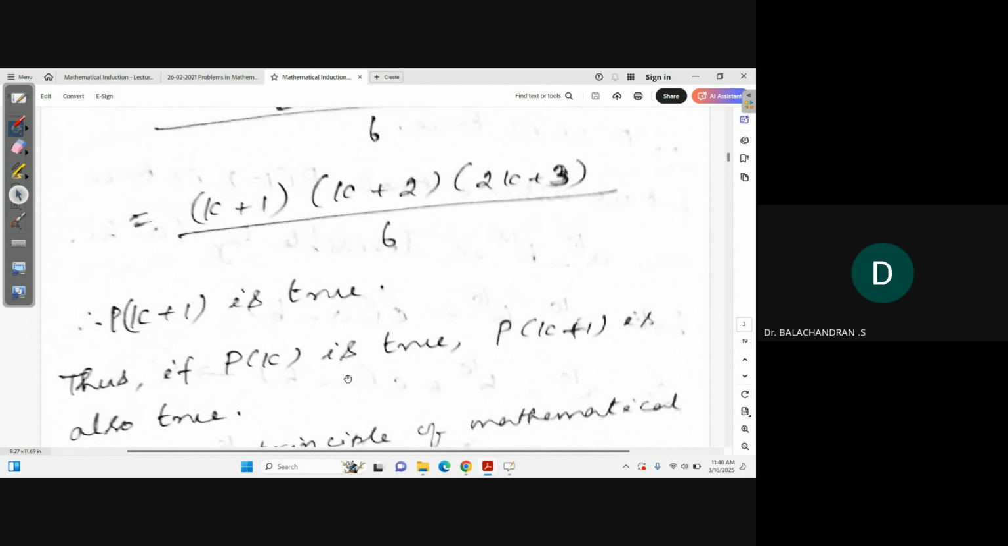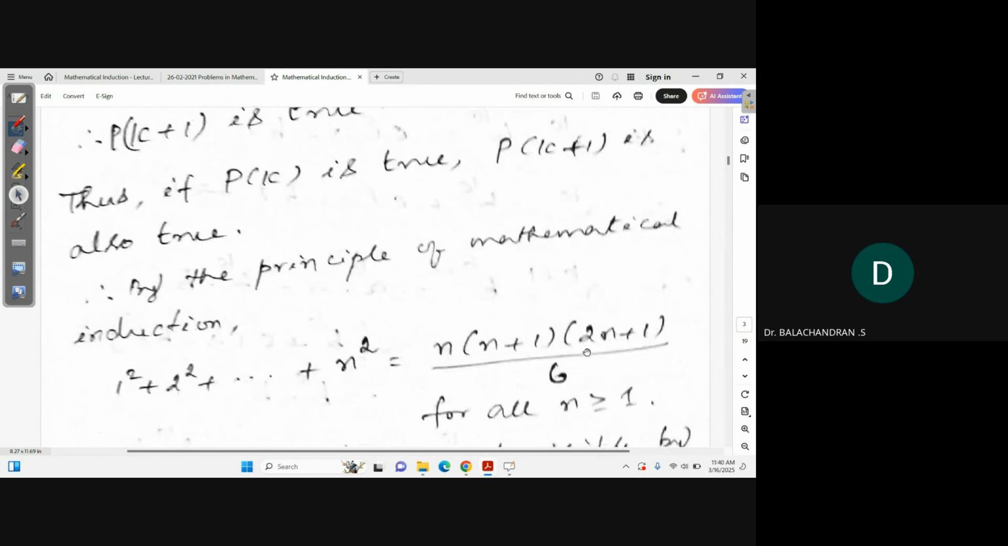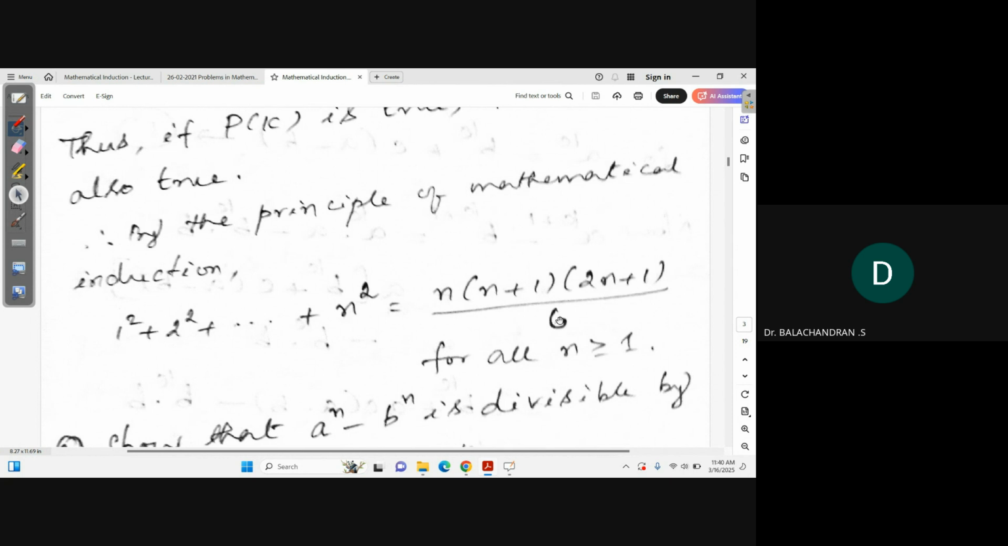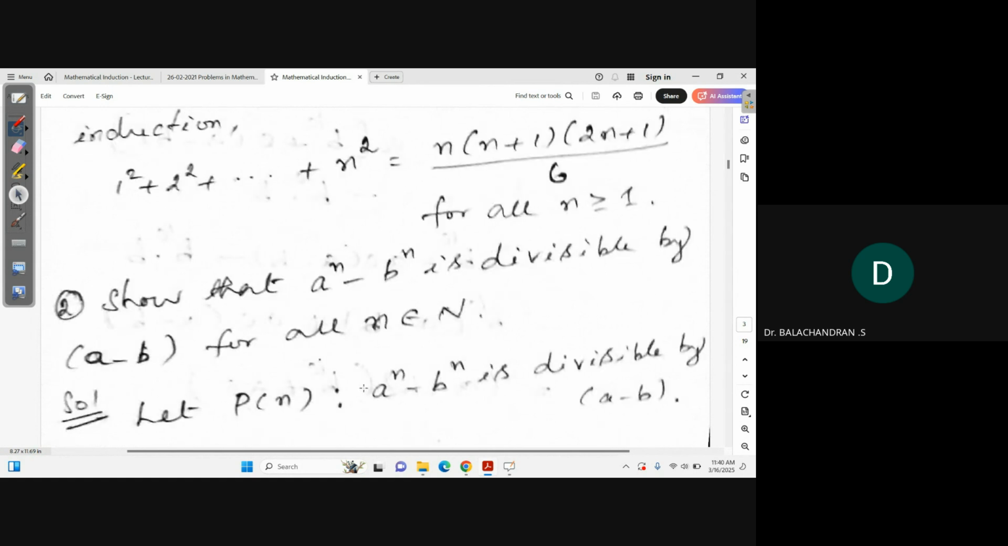Thus, if p of k is true, that is our assumption, then p of k plus 1 is also true. Therefore, by the principle of mathematical induction, 1 square plus 2 square plus up to n square equals n into n plus 1 into 2n plus 1 by 6 is true for all n greater than or equal to 1. So the next problem: show that a power n minus b power n is divisible by a minus b for all n belongs to capital N.